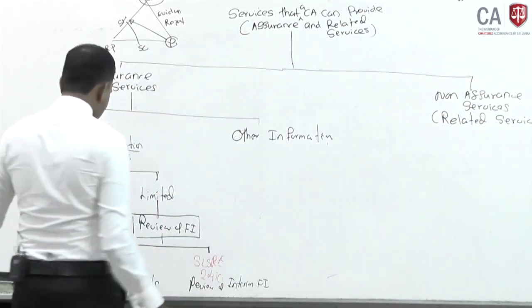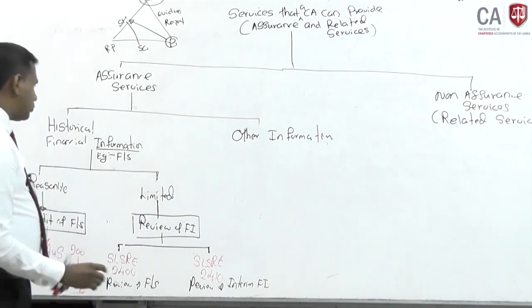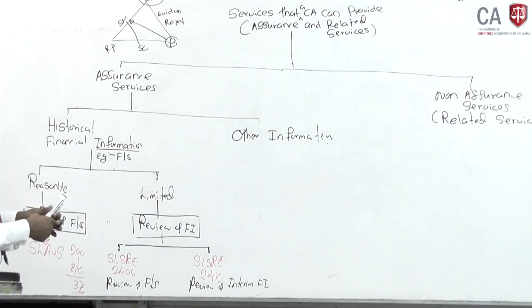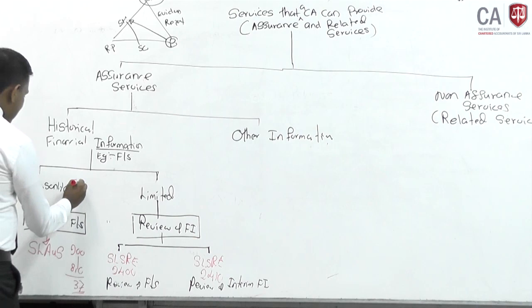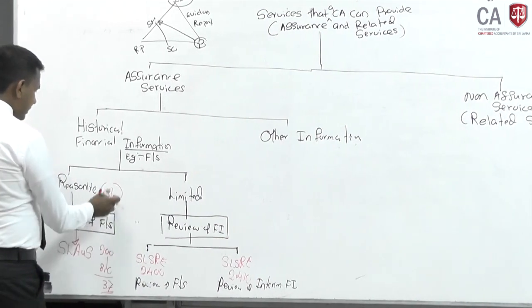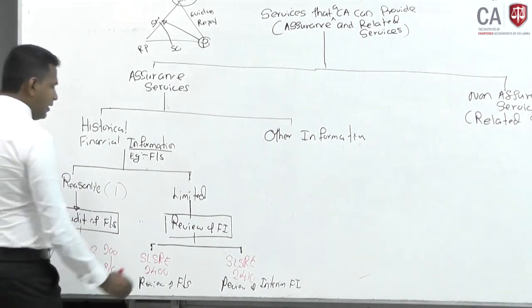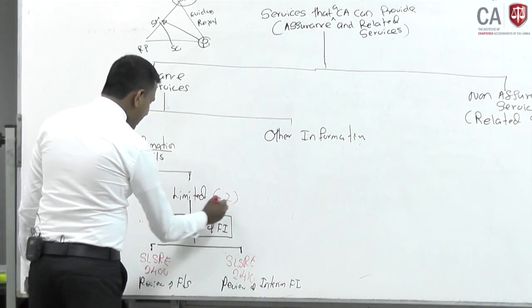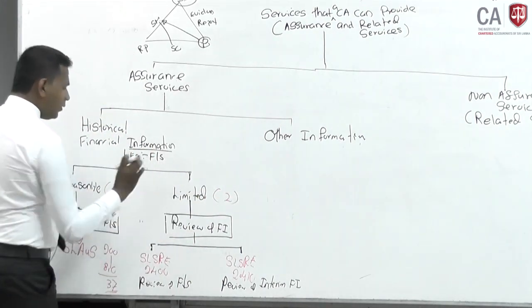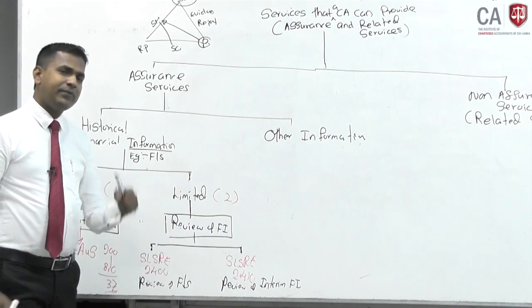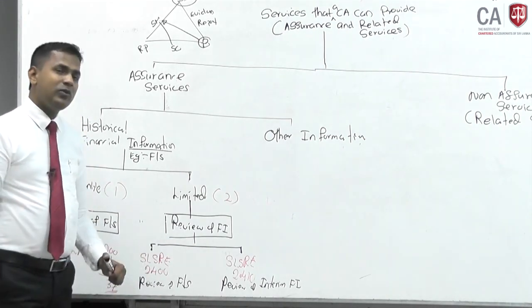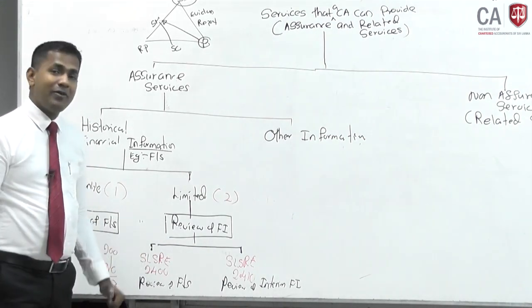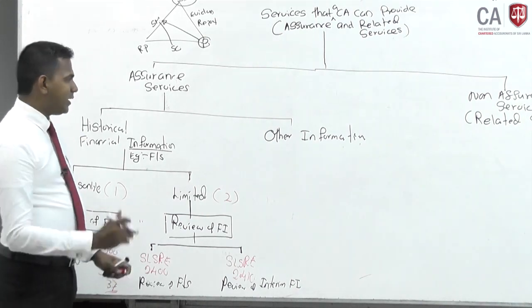So now we have learned two types of services that a chartered accountant provides. One is reasonable assurance, that is audit. Number two is limited assurance, that is called review. There are different types of standards, the Sri Lanka Standard on Review Engagements, and this is the Sri Lanka Auditing Standard. Alright, now we come to other information.